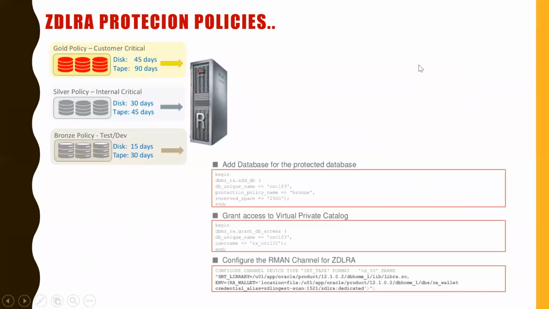I think this one I would like to show you is the protection policy. As I said, the protection policy has all the information required for retention of backups, and until what recovery window we keep these backups, for the production or the non-production system. When I say production, ZDLRA will always prefer to have the gold policy because it has a disk retention of 45 days.